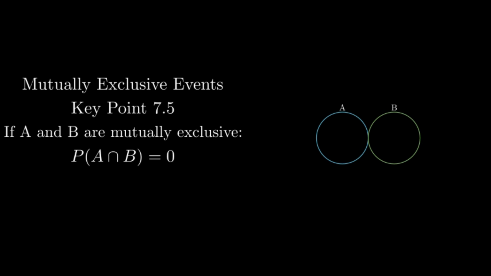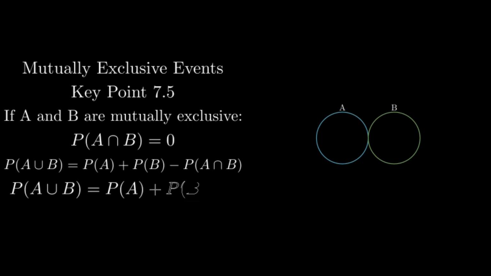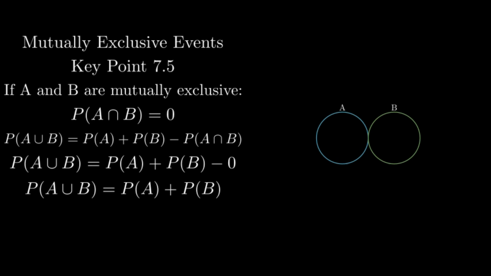How does this affect our addition rule? Let's look at the general formula again. The rule is P(A or B) equals P(A) plus P(B) minus P(A and B). If the events are mutually exclusive, the last term, P(A ∩ B), is 0. So the formula simplifies. For mutually exclusive events, the probability of A or B happening is simply the probability of A plus the probability of B. We don't need to subtract anything because there's no overlap to double count.